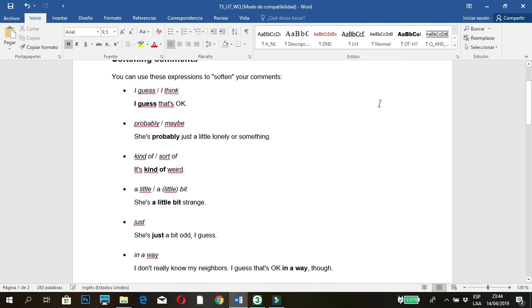So look at this. It says, you can use these expressions to soften your comments. What is the meaning of soften? Es para suavizar nuestros comentarios, para no quedar un poco como malcriados, digamos, con la otra persona que nos está escuchando y para no hablar tan crudamente de otra persona cuando nos estamos refiriendo, okay? That is the meaning of soften, okay? So for example, I guess or I think. I guess is the same as I think. That's my opinion, okay? Yo pienso que eso está bien. I guess that's okay, okay?